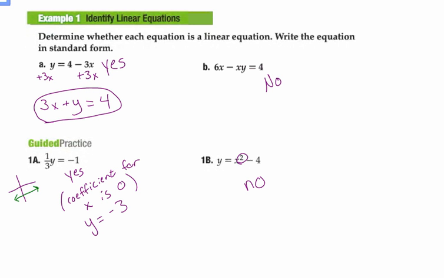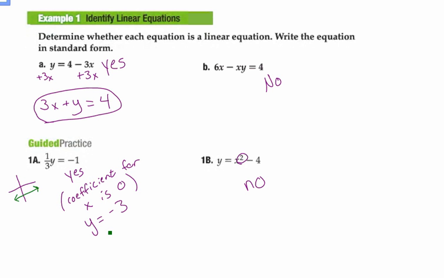Okay, 1A is a trick question because x doesn't show up. But remember, one of the stipulations is that both of the coefficients cannot be 0. One of them can be 0. So the coefficient for x, why it doesn't show up, is because that coefficient is 0. So yes, this actually is a linear equation.